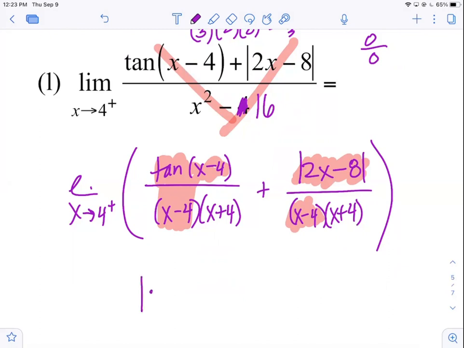How do I then evaluate what I didn't highlight in that term? Plug it in, right? 4 plus 4 is 8. So I'm left with 1 over 8. Got it? Plus, how do I eradicate the 0 over 0 problem here?